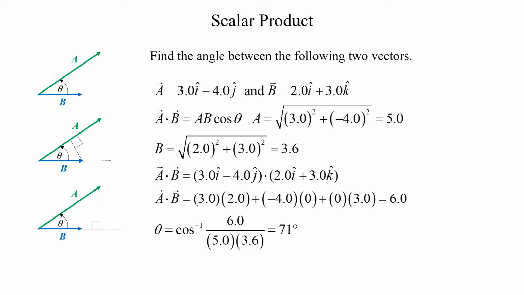Now the angle between them is going to be the inverse cosine of the dot product, which is 6, divided by the product of the magnitudes, 5 times 3.6, and I get 71 degrees.